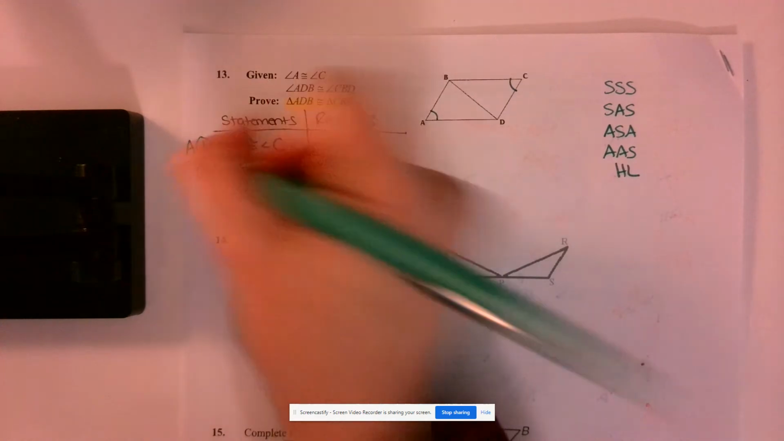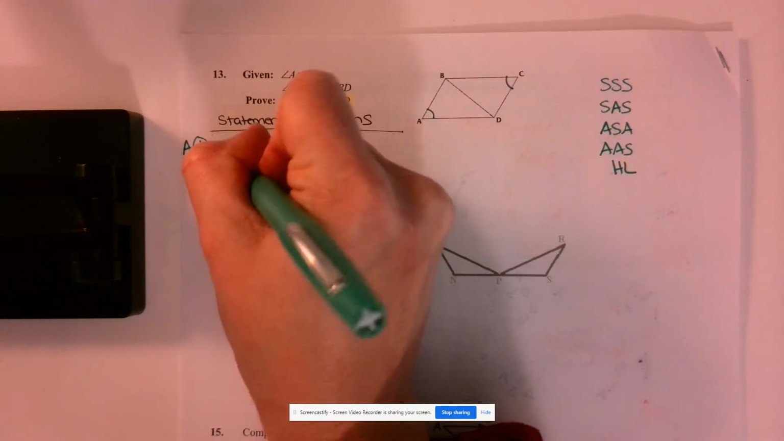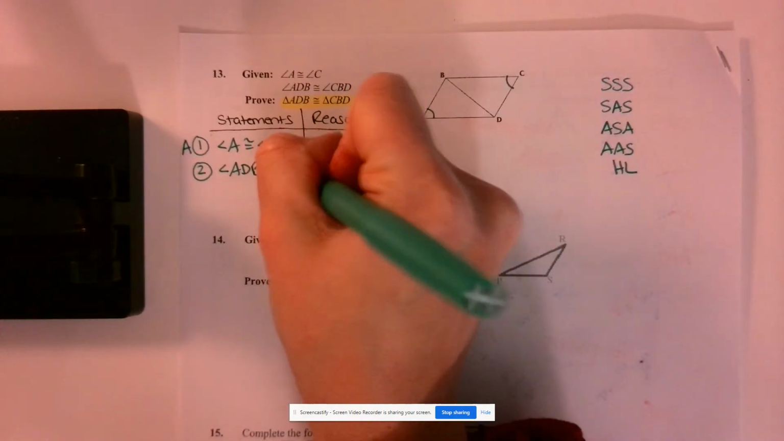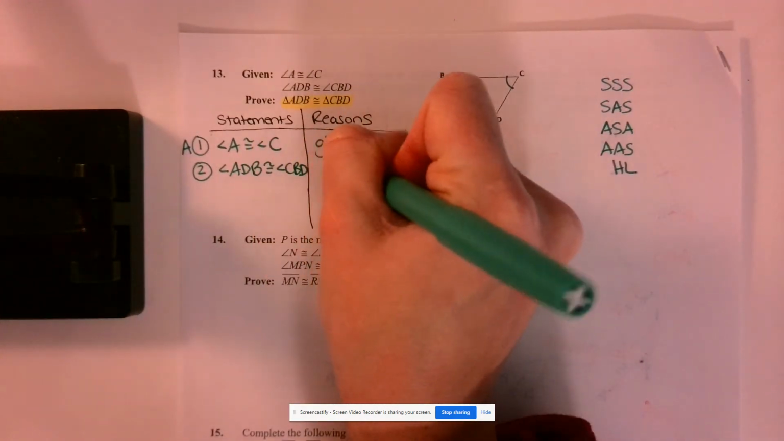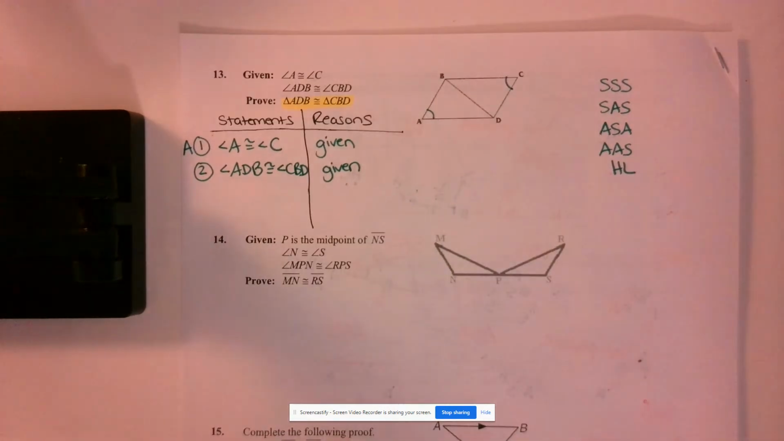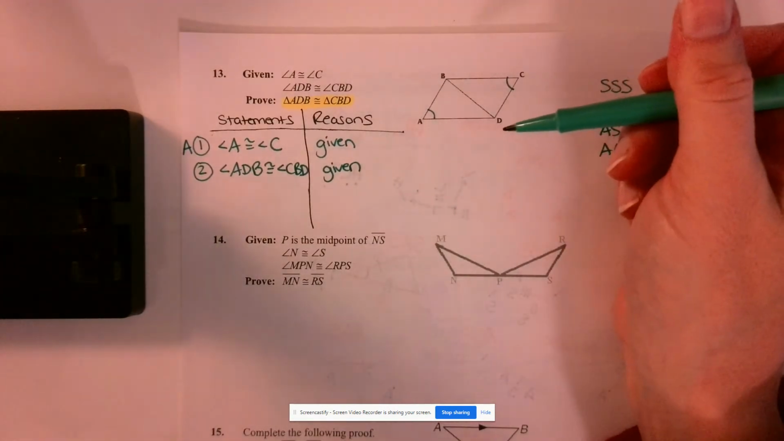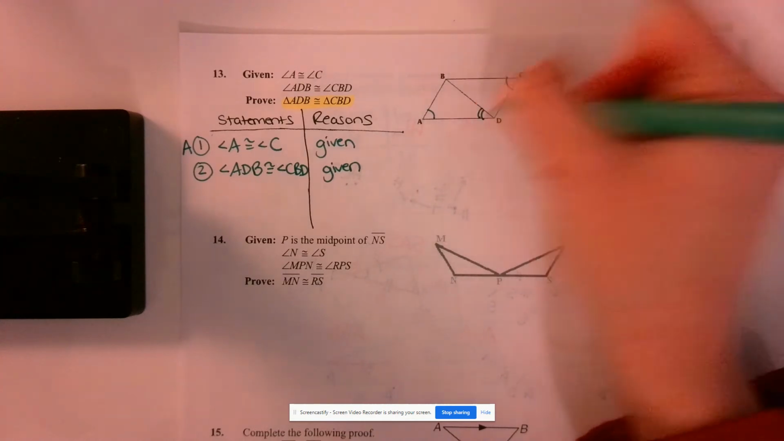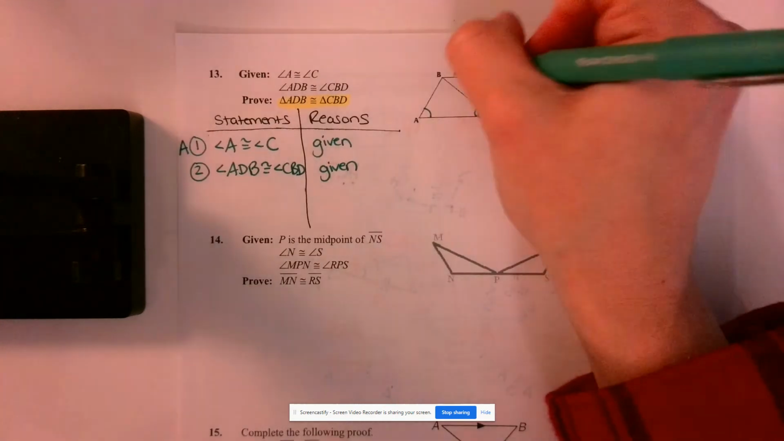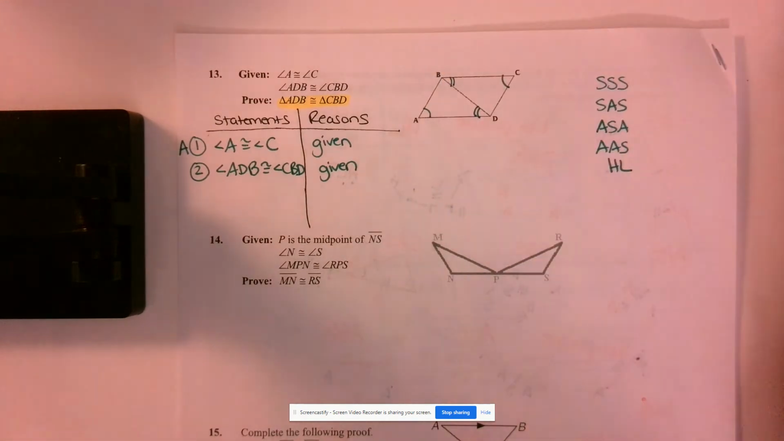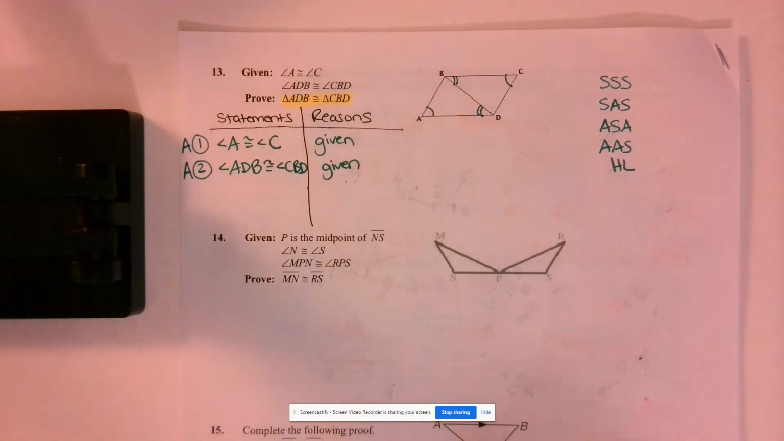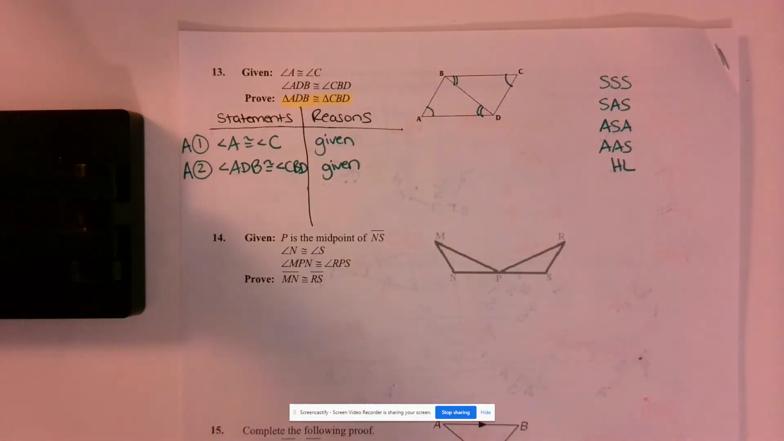Our second statement, angle ADB is congruent to angle CBD. Let's go ahead and mark those two angles. I'm going to use 2 arcs this time. Angle ADB is this angle here, and angle CBD is here. That gives us our second pair of congruent angles. So right now we have 2 pairs of congruent angles.